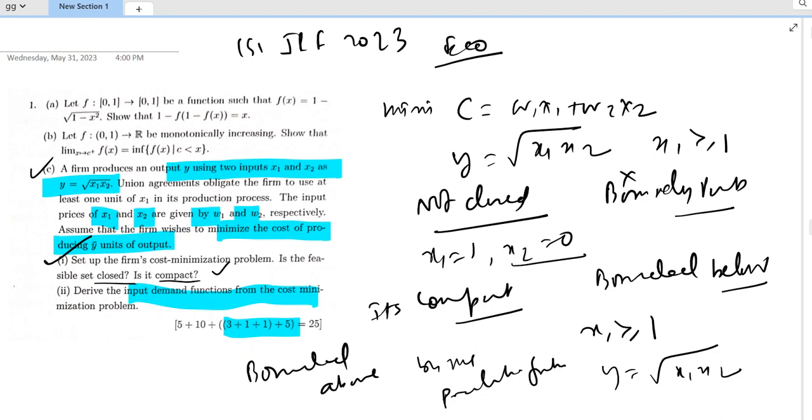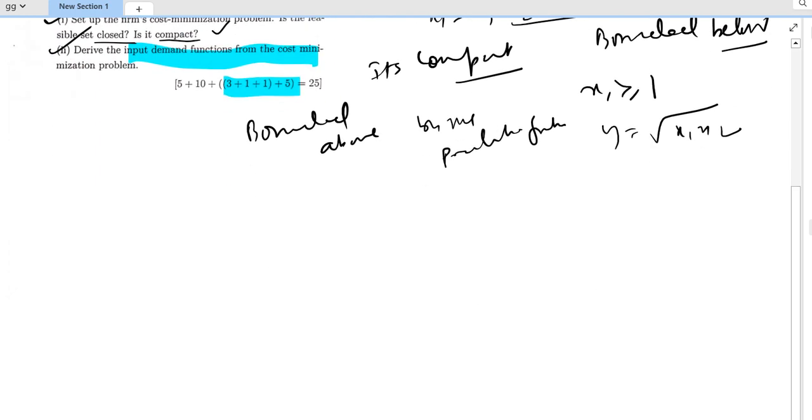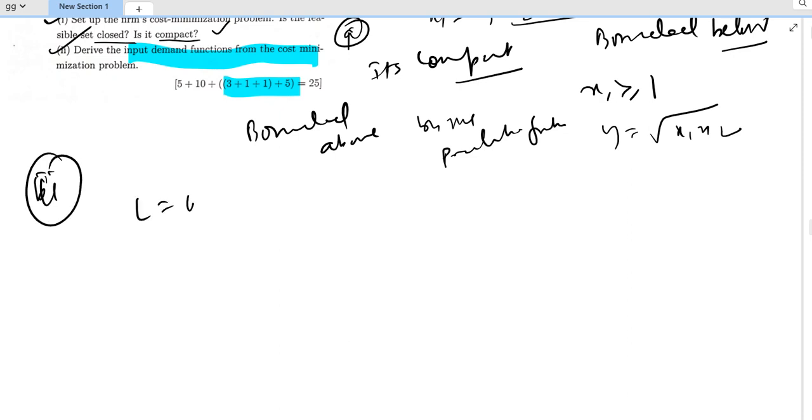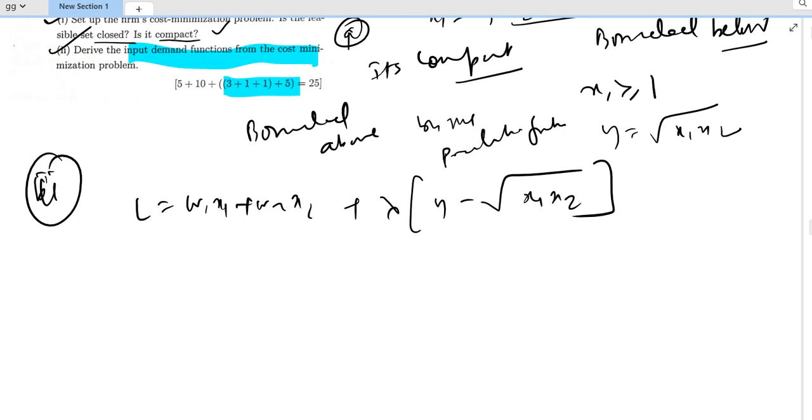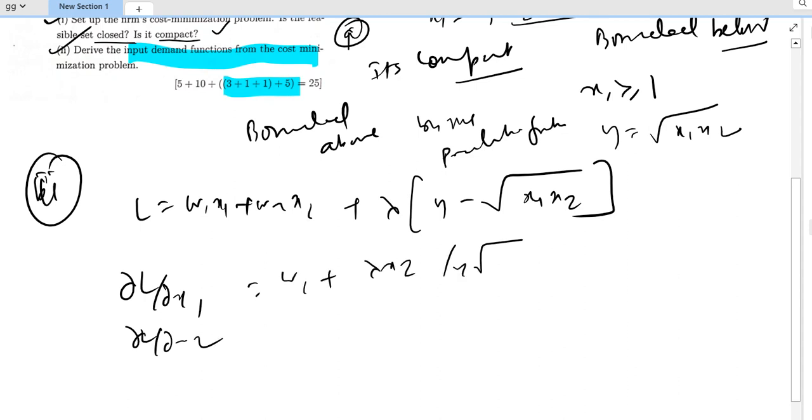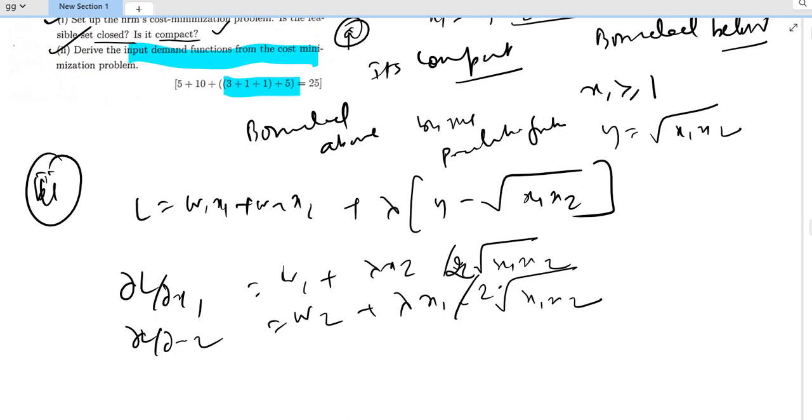Next, derive the input demand function for the minimization problem. Second part is this. So we have to take the Lagrangian function: W1 x1 plus W2 x2 plus lambda times (y minus root over x1 x2). With respect to the Lagrangian multiplier, we take del L del x1, del L del x2, which is W1 minus lambda x2 divided by 2 root over x1 x2. Okay, and this is W2 minus lambda x1 divided by 2 root over x1 x2. Setting the partial derivatives equal to 0, we can get the solution.